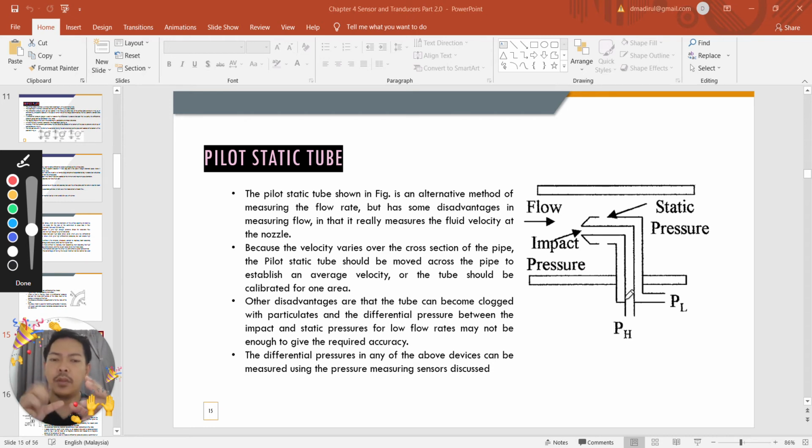Other disadvantages are that the tube can become clogged. So the tube can become clogged because of what? With particulates. When the flow starts flowing to this pitot static tube and the flow has a slurry, the slurry will start to build up here. With time, the slurry will continuously build up and eventually block this area. So at last, this will cause the pipe to be blocked by the slurry. That's why it may not be enough to give the required accuracy. The differential pressure in any of the above devices can be measured using the pressure measuring sensors discussed.